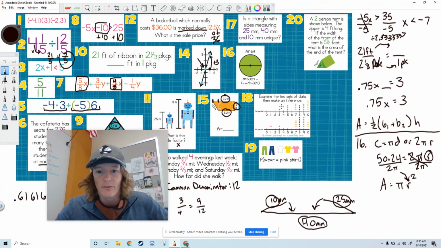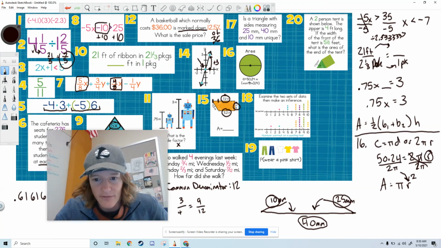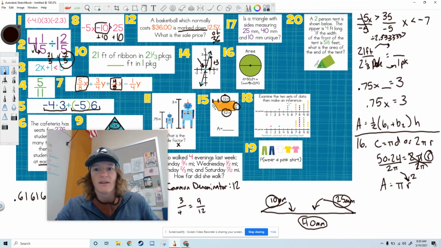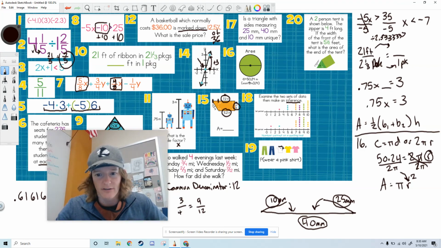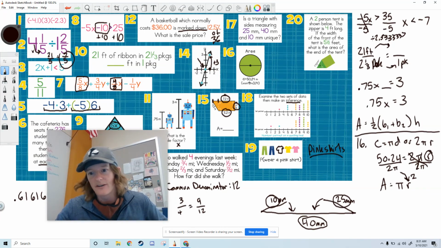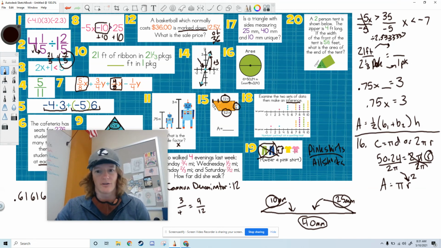Number 18, we have first period's test scores, and we have fifth period's test scores. Make an inference. Tell me which class usually gets better scores. Number 19, what is the probability of a pink shirt? And there is a white shirt here. So what is the probability of a pink shirt? That's going to be the pink shirts divided by all shirts. Be careful. These are pants. You can ignore those. So how many pink shirts are there and how many all shirts are there?